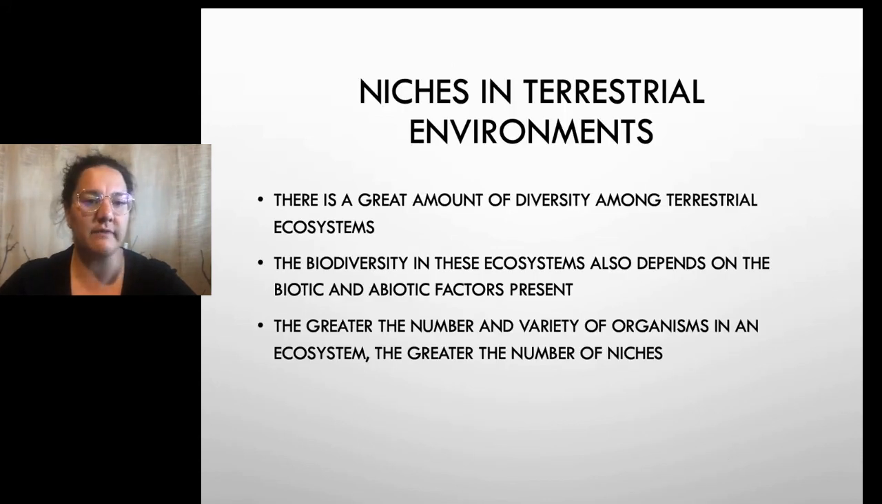In a terrestrial environment, there's lots of diversity as well. The biodiversity in these ecosystems also depends on the biotic and abiotic factors. So some of the biotic and abiotic factors that affect terrestrial ecosystems are going to be the amount of water and the amount of light that an area receives.